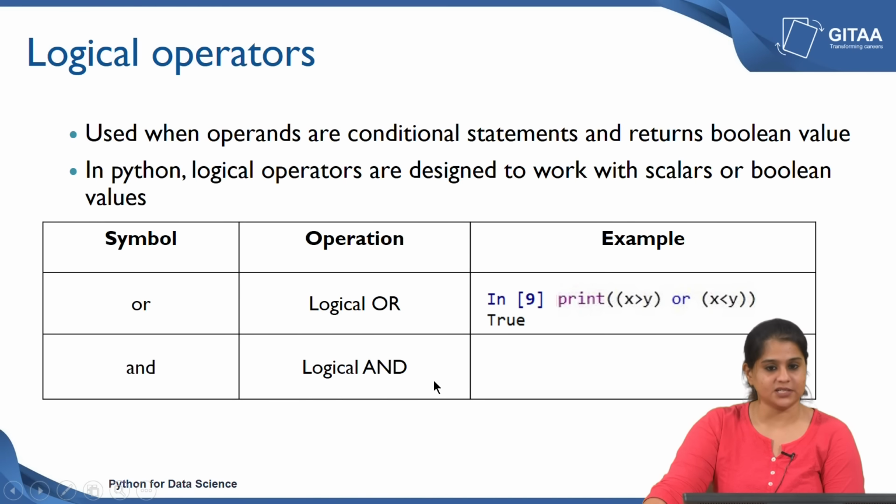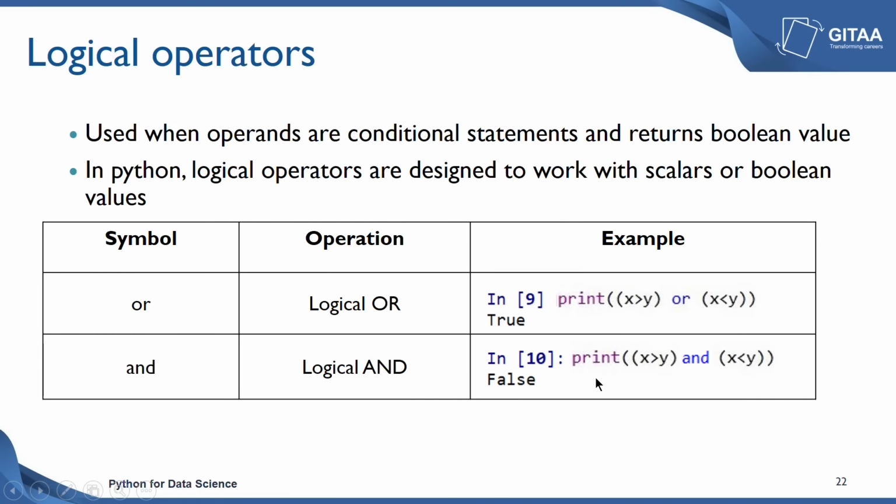The next is the logical AND, which is represented by the letters a-n-d, all letters again in lowercase. Let us take a small example here. I am taking the same expressions that I have considered above. Now, in this case, instead of OR, I am replacing them by AND. So, for the same conditions, I am getting a different output, and in this case, it is false. So, why does this happen?